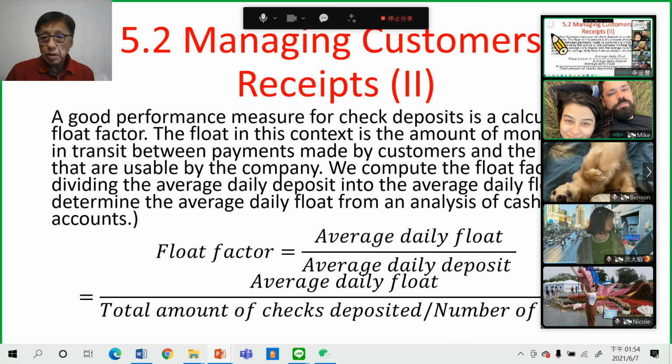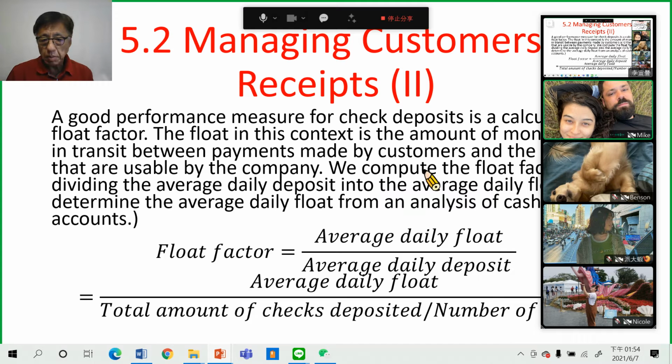So we start with slide 85, managing customers' receipts. A performance measure for check deposits is float factor. The float in this context is the amount of money that is in transit between payments made by the customers and the funds that the company can use.